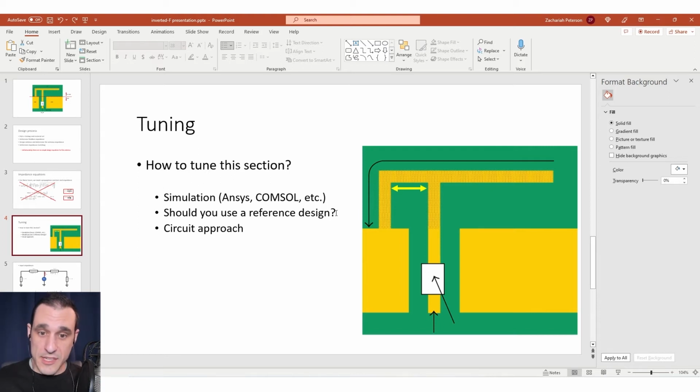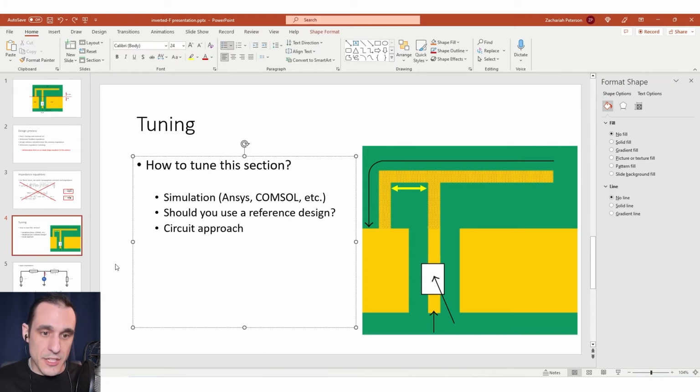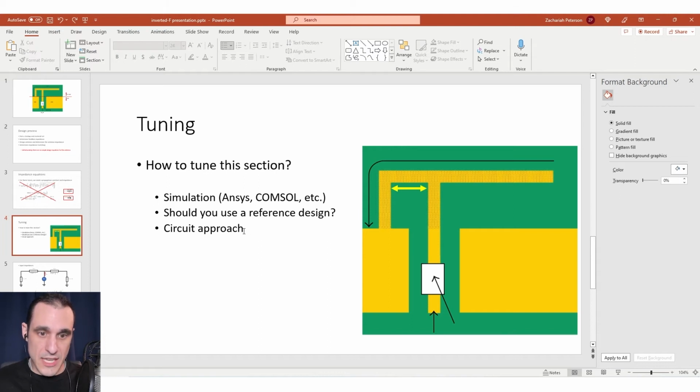Should you use a reference design? Well, reference designs can be useful. Just be careful with reference designs because you need to make sure that the dielectric that underlays this antenna in the reference design also matches what you use in your real design. So be careful with reference designs, but you can do it. You can also take a circuit approach. Now, the circuit approach is interesting. It's a bit difficult, but what I'm going to do on the next slide is show you a circuit model that you can use to determine the input impedance. And then through iteration, you can figure out what the bandwidth is.